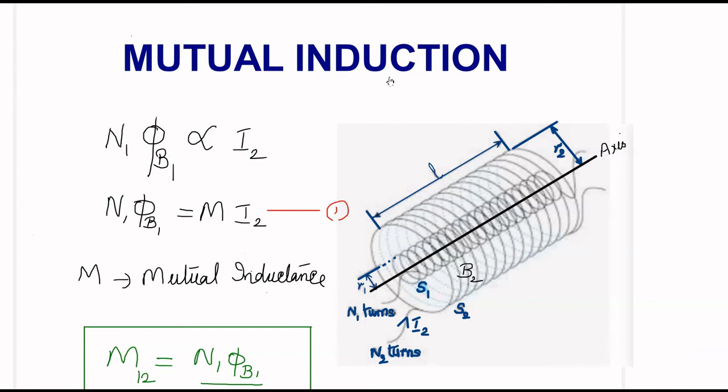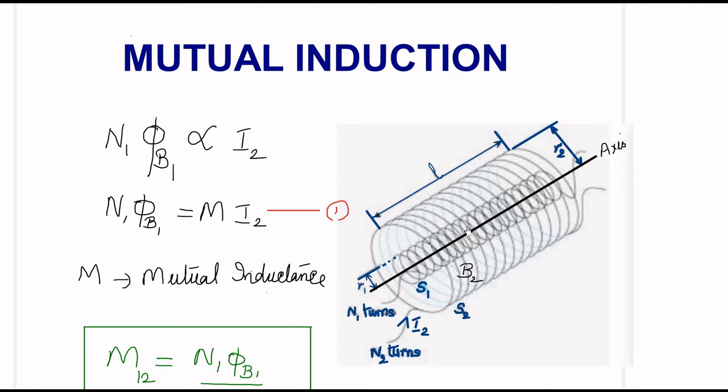Mutual induction. It is the phenomenon of generation of induced EMF in one coil due to current flowing through the neighboring coil. When current through the neighboring coil varies, it produces a varying magnetic field within the coil.